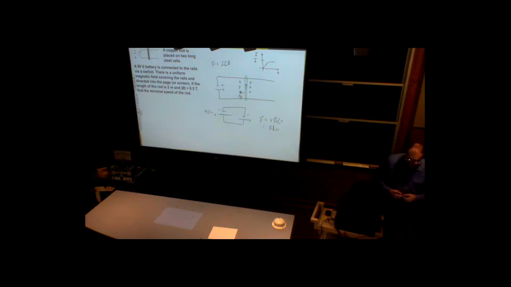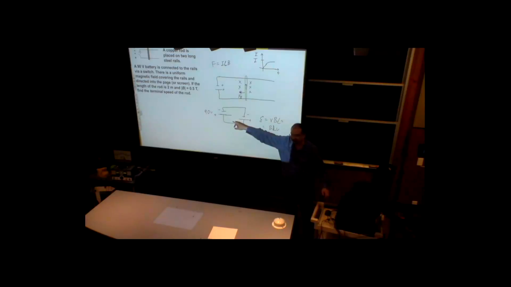So what's happening? When the rod starts moving, velocity increases. This EMF, motional EMF, increases, but not forever. Eventually it reaches 90. It should happen eventually. And after that, what? After that, there would be no total electric field in the circuit. There would be no current at all.